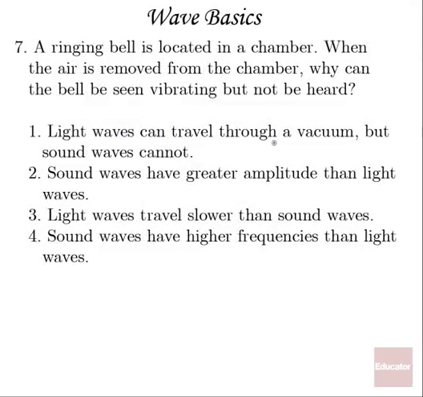Number 7, a ringing bell is located in a chamber. When the air is removed from the chamber, why can the bell be seen vibrating but not be heard? Well, the reason is that light waves can travel through a vacuum. They don't need a medium. Sound does. If you take all the air out of there, you've probably gotten rid of most of the medium through which the sound can travel. So light can travel through a vacuum, but sound cannot. Number 1 must be our best answer.